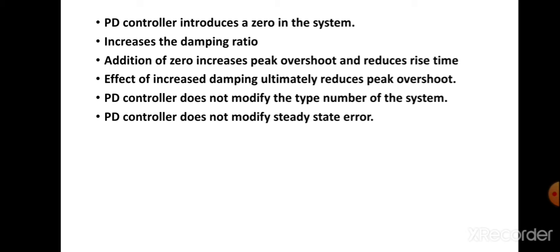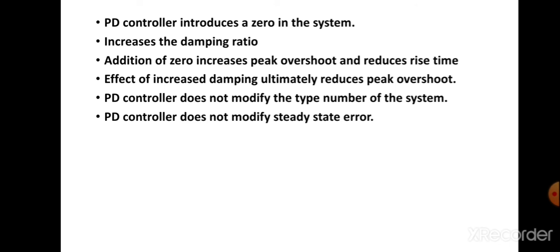PD controller introduces a 0 in the system like that of the PI controller, and it also increases the damping ratio. Addition of the 0 increases peak overshoot and reduces the rise time. The effect of the increased damping ultimately reduces the peak overshoot. See, here a 0 is introduced in the system. Due to that 0, peak overshoot will be increased, but you know that it increases the damping ratio also. The increased damping ultimately reduces the peak overshoot. So the effect of the addition of the 0 is reduced by the increase in the damping ratio.